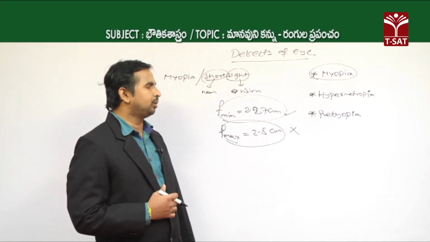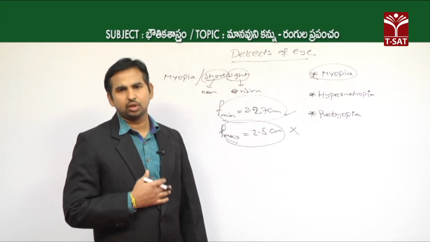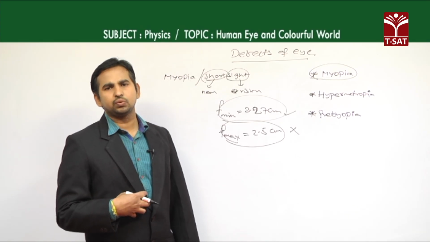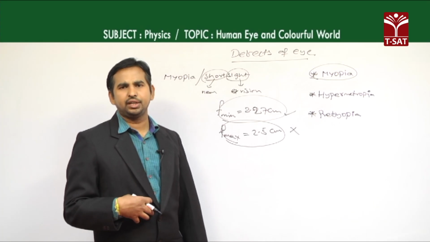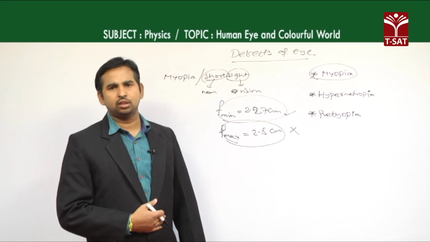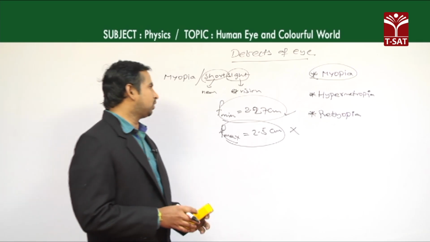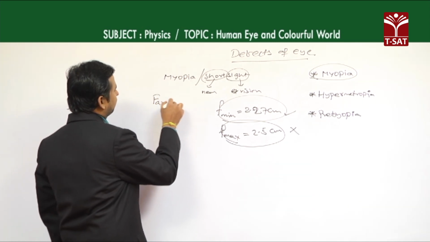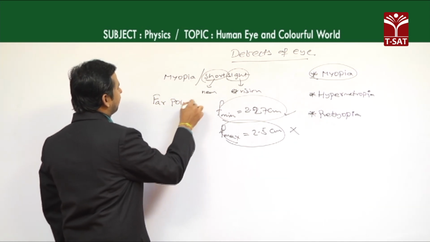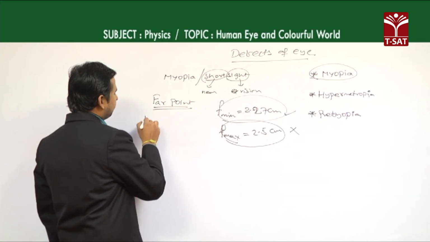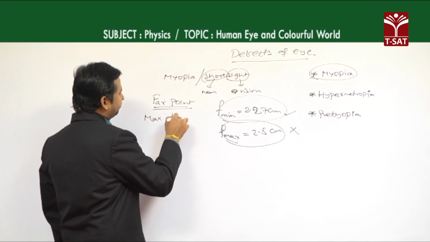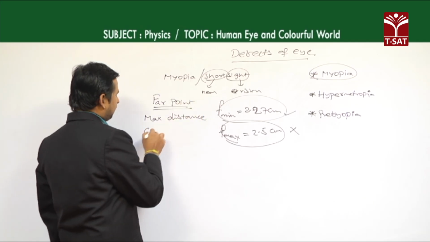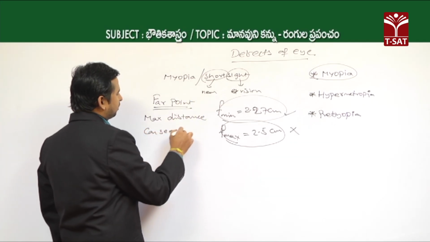That is the defect of myopia. And the next question they will ask is about how much distance a myopia-defected eye can see the object very clearly. That point we call the far point. Far point is nothing but the maximum distance that a myopia-defected eye can see objects clearly.